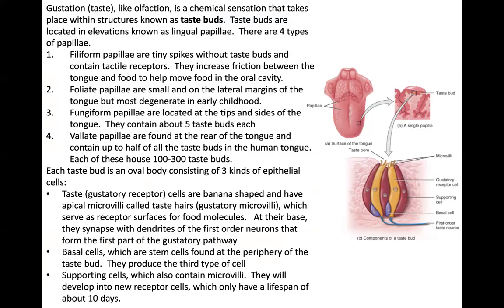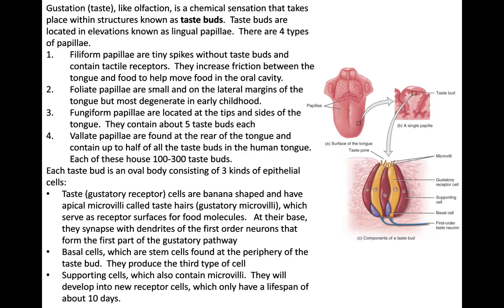This takes place within structures known as taste buds, most of which are found in little bumps on our tongue called lingual papillae. Now, you can find taste buds in a couple other places, like the roof of your mouth down into your throat, but the majority of our taste buds are right there on the surface of our tongue in these little bumps. Looking at figure A there on the right, you can see some of those little bumps illustrated. That's a picture of the tongue. There are 4 types of these little bumps, papillae.